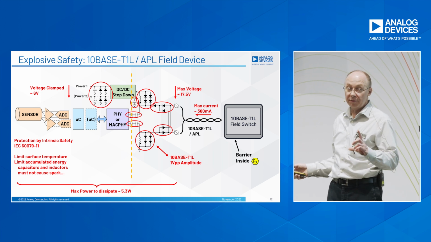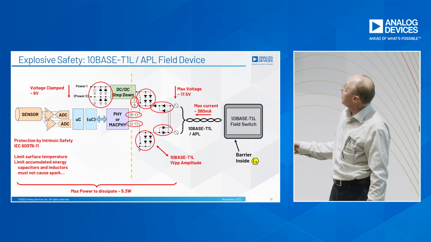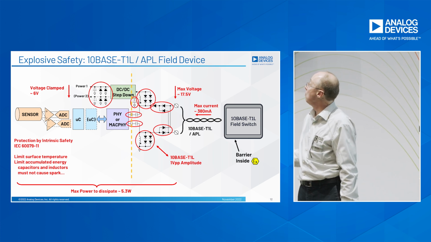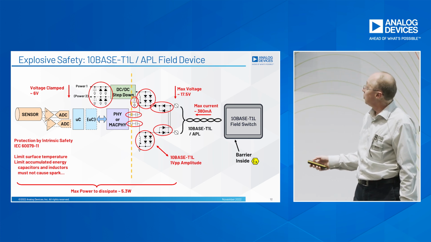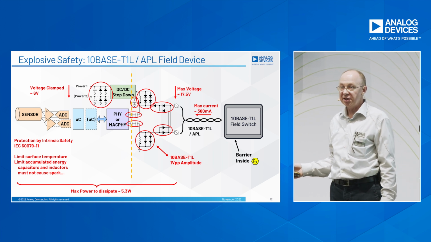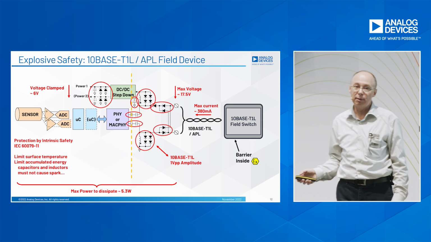And if you go 2.4 volts, there will be many more diodes. And then inside the instrument, the techniques are the same as in 4 to 20 milliamp loop. So that compares 1 to 1. The only thing to watch if you design a 10BASE-T1L device for intrinsic safety is that the power it needs to be able to dissipate is now about 5 watts.